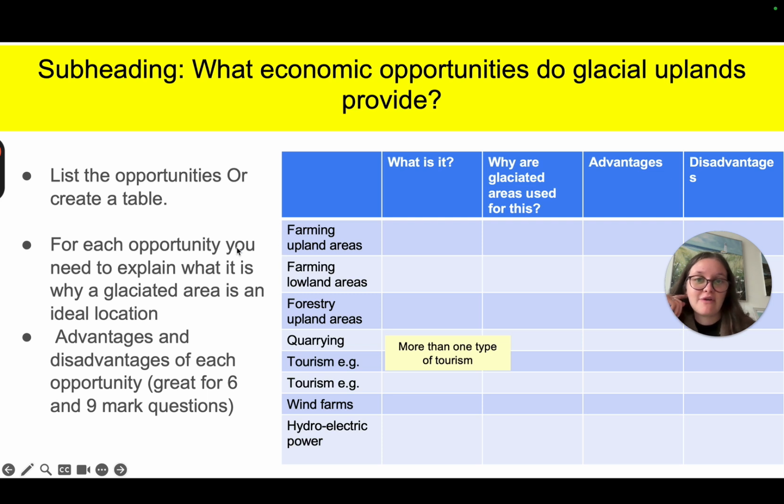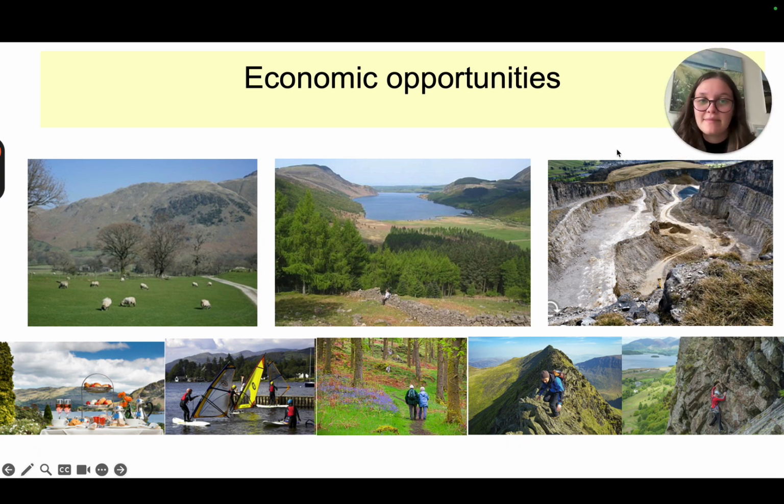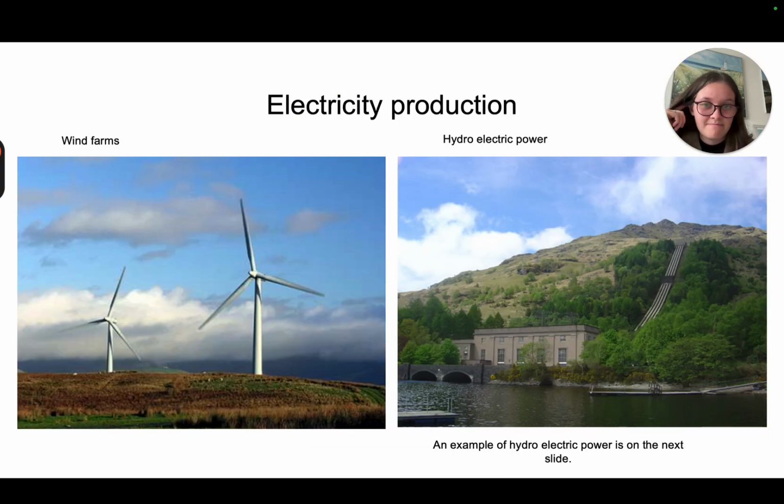So we're going to go through farming in upland areas and lowland areas. We're looking at forestry in upland areas, quarrying, 2 different kinds of tourism, wind farms and hydroelectric power. So our economic opportunities. You might be able to identify what some of these are already, but we will come back to them one by one. These are all our economic opportunities. Farming, forestry, quarrying and tourism.